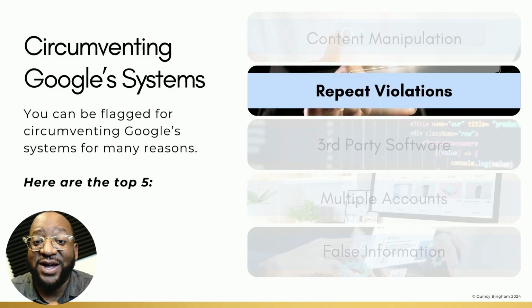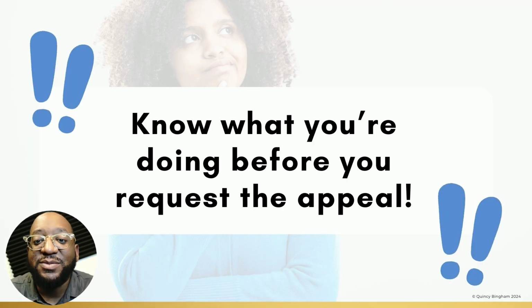Next, repeat violations. Continually violating Google's policies despite warnings, even if the violation is minor, but happens repeatedly, Google may see it as an attempt to circumvent. One of the more common mistakes is having ads constantly denied because of violations. If the violations are numerous, it could tip Google that you're attempting to circumvent the system by constantly attempting to get disapproved ads approved. This mistake happens all the time.